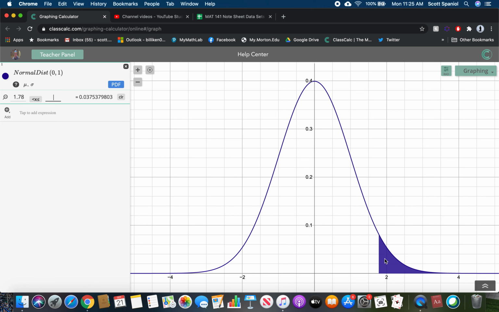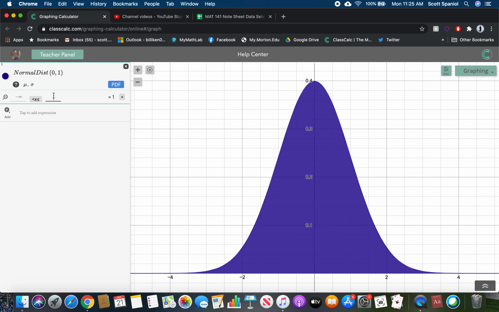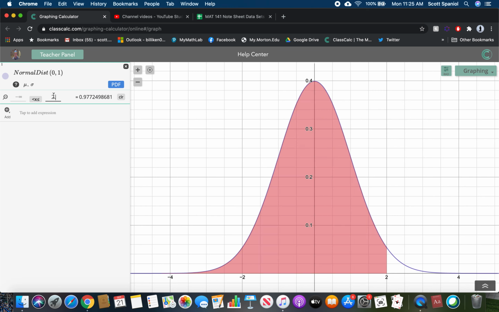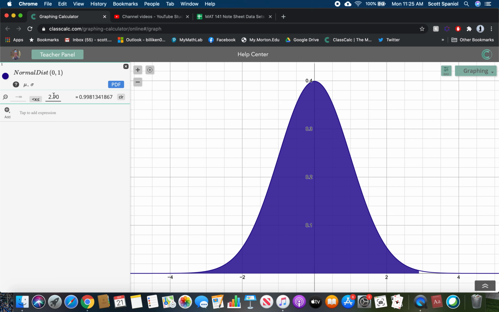Okay, and see it's doing area to the right of 1.78, so that's 0.0375. Then if we want to do area to the left of 2.9, we put that on the right side of our inequality because we want x to be less than. And we get 0.9981 for area to the left of 2.90.